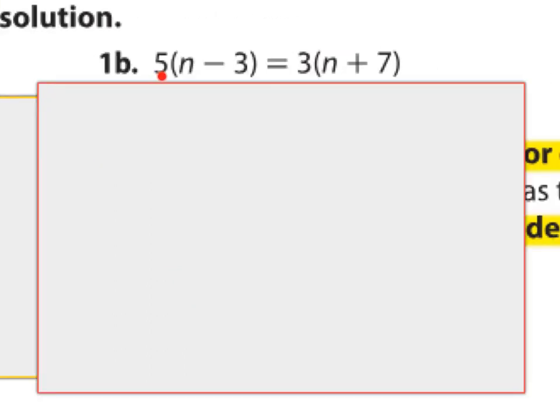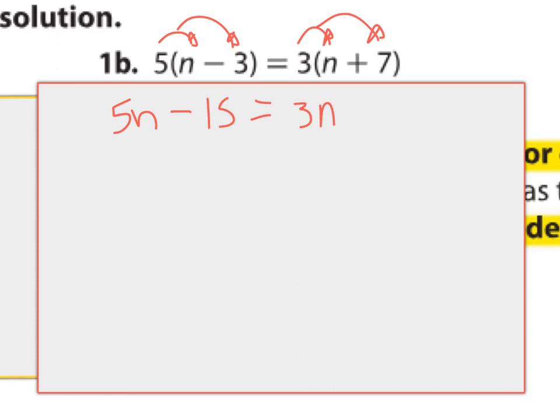In 1b, we have 5 times n minus 3 equals 3 times n plus 7. Let's use distributive property first. We must use distributive property, multiply the number outside of the parentheses with the values inside of the parentheses. So we get 5 times n equals 5n, minus 5 times 3 equals 15, or negative 15 because it's 5 times negative 3, equals 5 times n equals 3 times n equals 3n, and 3 times 7 equals 21.